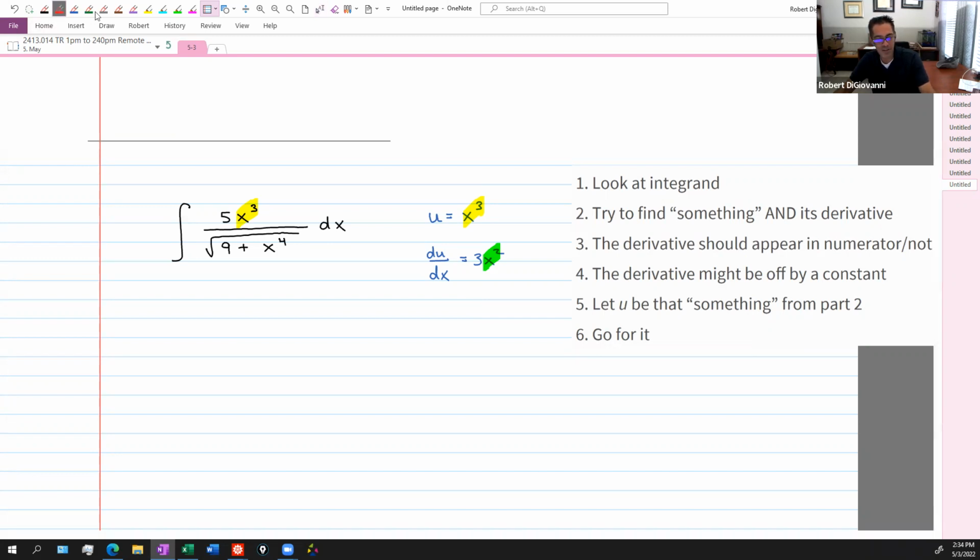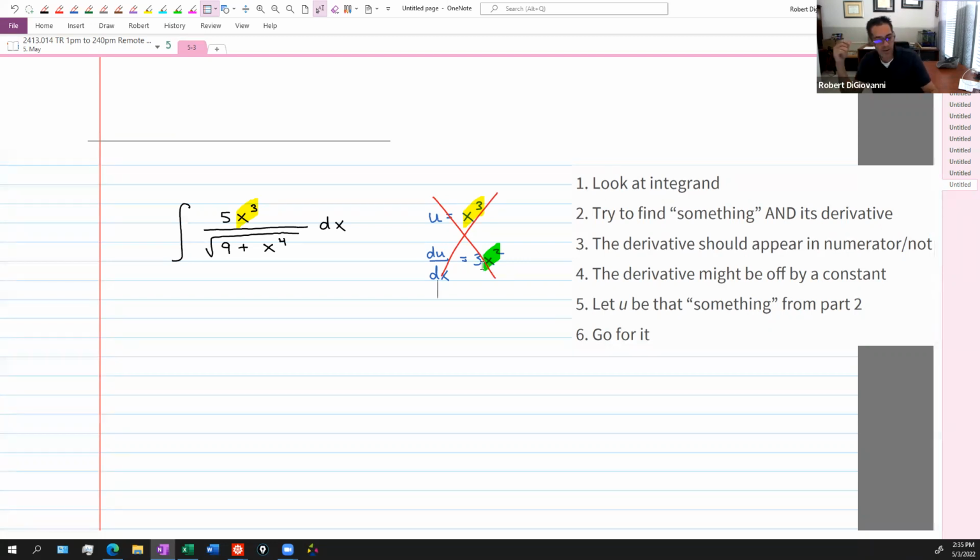So do y'all see this is no good, right? If I put a 5 in front of this, it doesn't change anything because then it would be 15x squared, and the x squared is still trapped, not in the numerator.